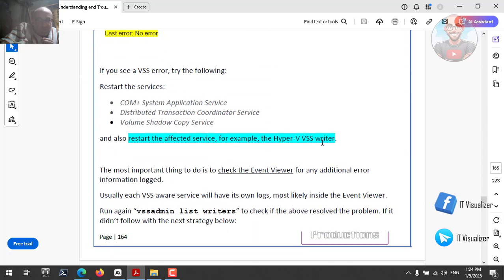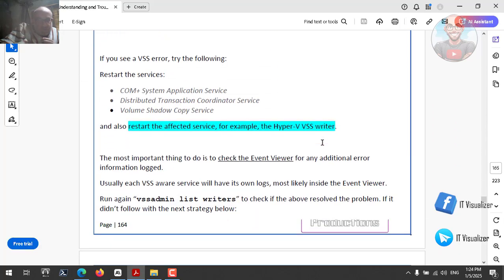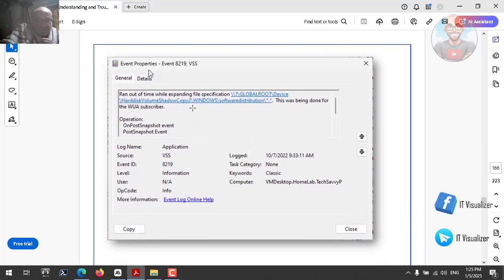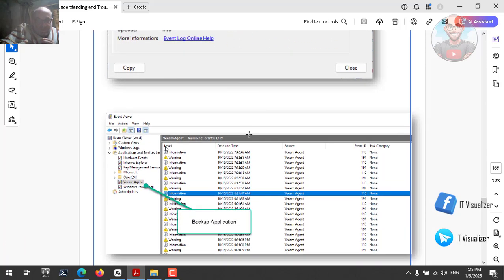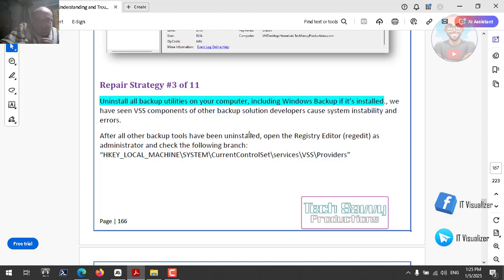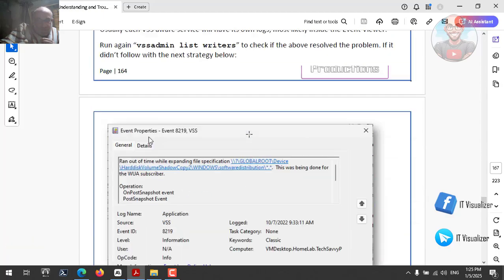Okay, so if we go further, let's continue. These are the services related to the volume shadow copy. Of course, volume shadow copy is the first one. Distributed Transaction Coordinator service, COM+ System Application services. What are the errors? So we can see, for example, this is an error. So again, what we can see here, okay, there is a strategy for repairing. So I think the documentation also is good.